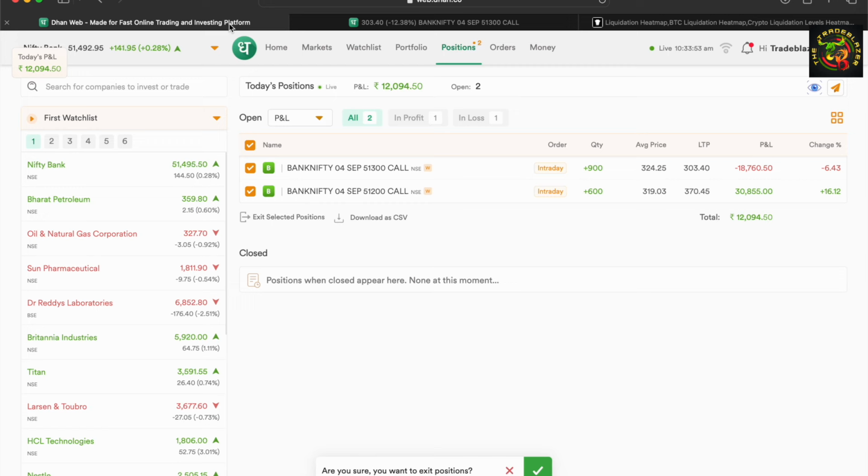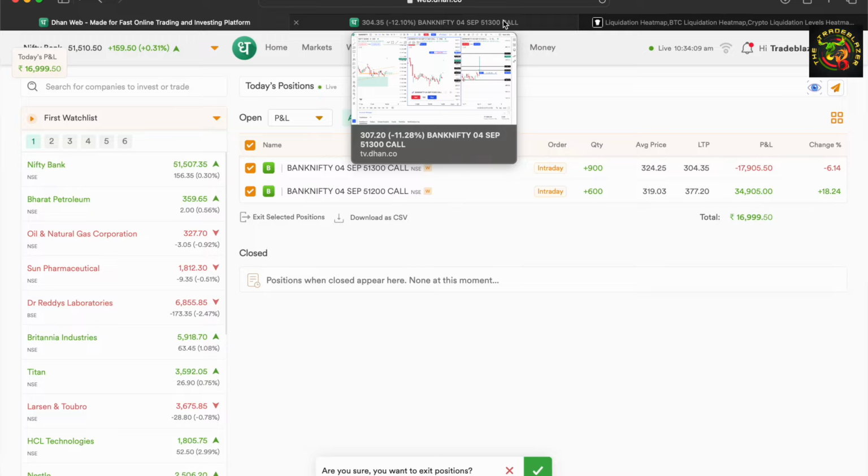I'll try to exit the trade. We are back to green, you can see. I'll try to exit the trades with a little bit more spike. So we can target towards the opening of today. We'll see how this goes on from here.